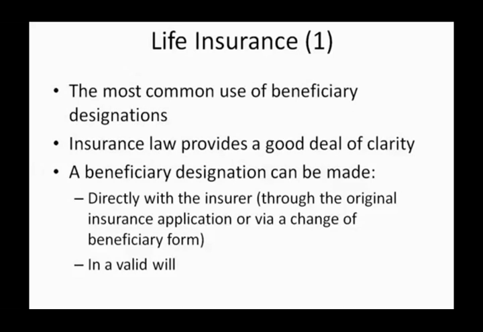So the beneficiary designation, and we're going to look at this in great detail here, can be made directly with the insurer, and this is the way most people probably get used to this, through the application for insurance, or we can also use a change of beneficiary form, or the second method is through the use of a valid will. And we're going to talk about the intersection of those two things and how they play off against one another quite a bit as we go through this chunk of the presentation.